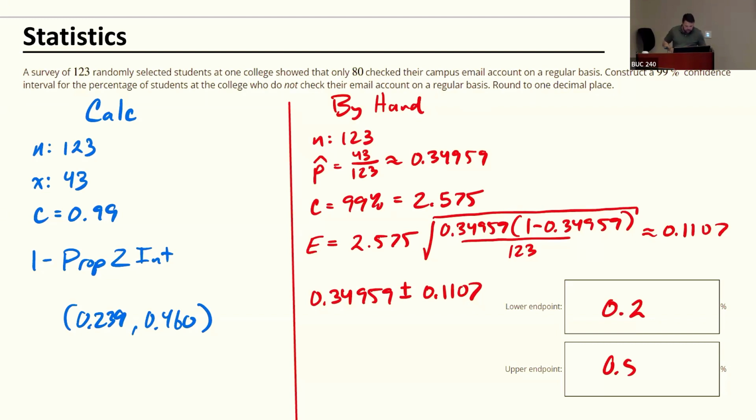And so your N would be 123, your X would be 43, your confidence level 99, 1-PropZInterval, there would be your interval. But remember, they want it rounded to 1 decimal place because it says it right there in the question. And so it would be a lower endpoint of 0.2 and an upper endpoint of 0.5.